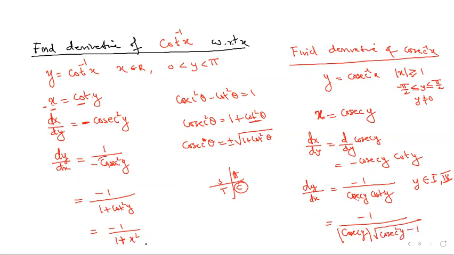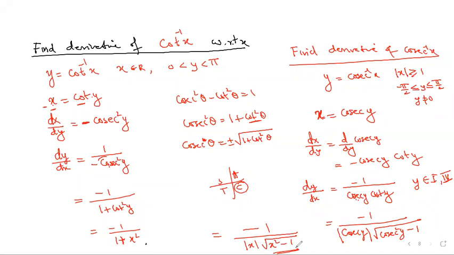Why the modulus? Tell me once again, why the need of modulus? Because cosec y into cot y should always be positive. So whatever answer you replace instead of cosec y into cot y should also be positive. So we put a modulus. So your answer is minus 1 upon modulus of x into root of x square minus 1. This is your answer for the derivative of cosec inverse x.